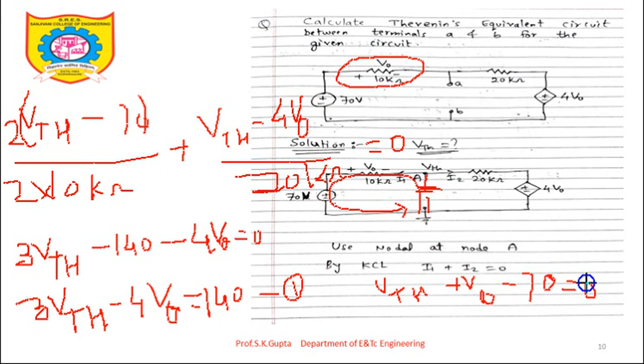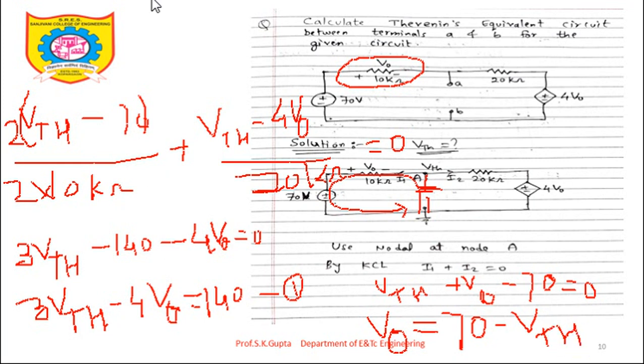This way I can get the other equation. With 2 unknowns, you can solve it on a calculator also. VTH plus V0 equal to 70 is one equation. 3 VTH minus 4 V0 equal to 140 is the other equation. Right now a calculator is not available, so I will solve it by myself. V0 here is 70 minus VTH. So I will substitute this in equation number 1.